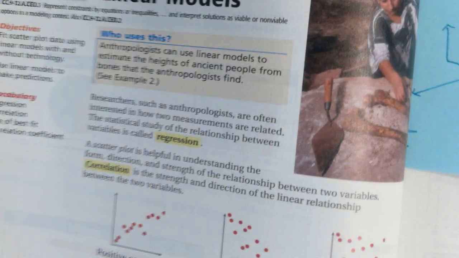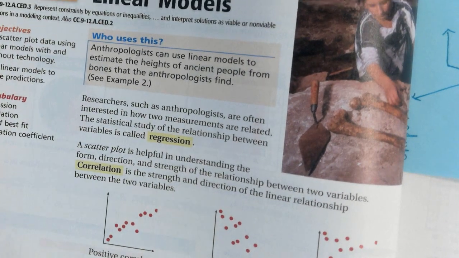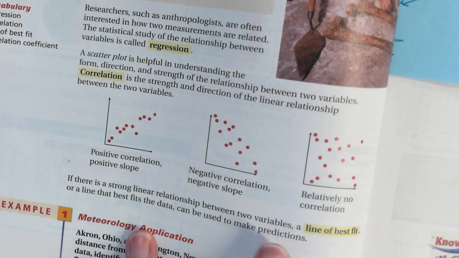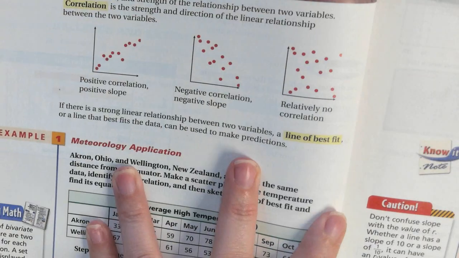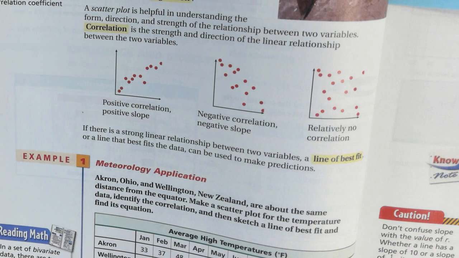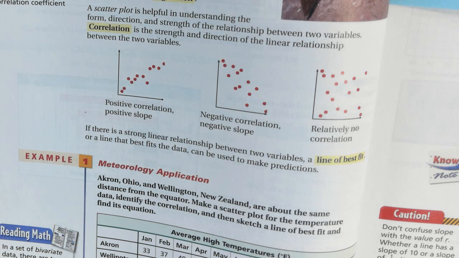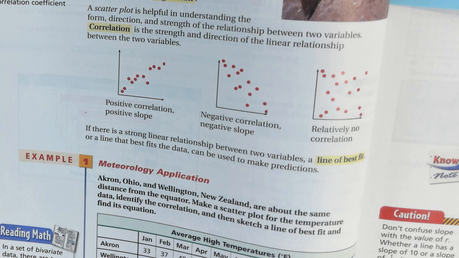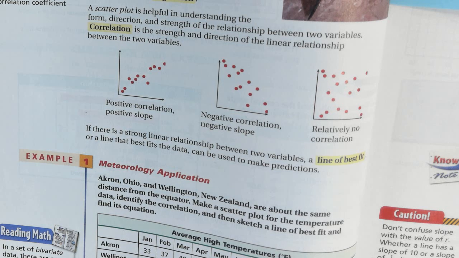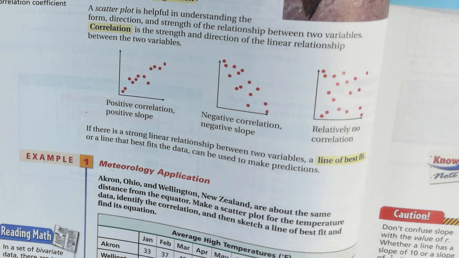Okay, so here are the different types of correlation. You can have positive correlation, negative correlation, or relatively no correlation. If you look at the positive correlation, it looks like a positive linear function. It would be going up from left to right. For negative, it would be going down from left to right. And if there's no correlation, notice that the data points are spread out all over the place. So we can't see that there's positive or negative correlation because it's scattered.